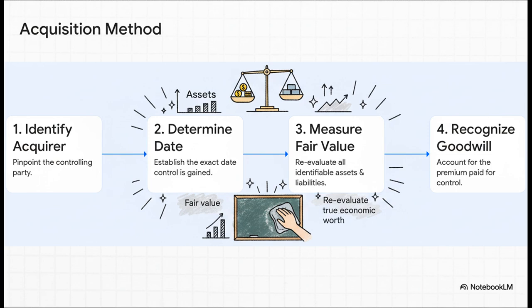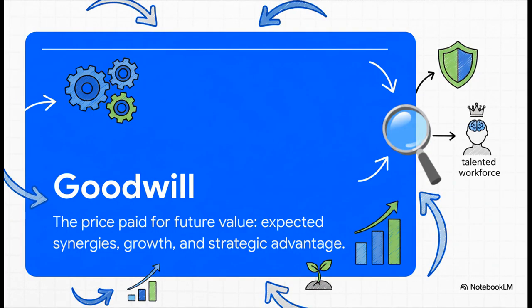The real heart of this method, where all the action is, step 3, measuring all of the acquired company's identifiable assets and liabilities at fair value. This is the moment we basically wipe the slate clean of all the historical costs and reevaluate the entire entity based on its true economic worth at that exact moment of acquisition. Now, any amount paid over and above that fair value becomes goodwill.